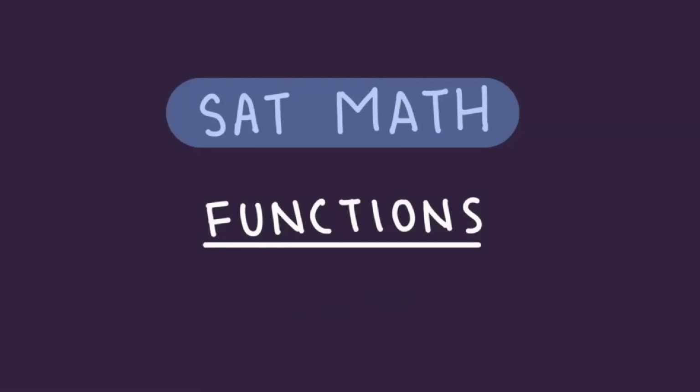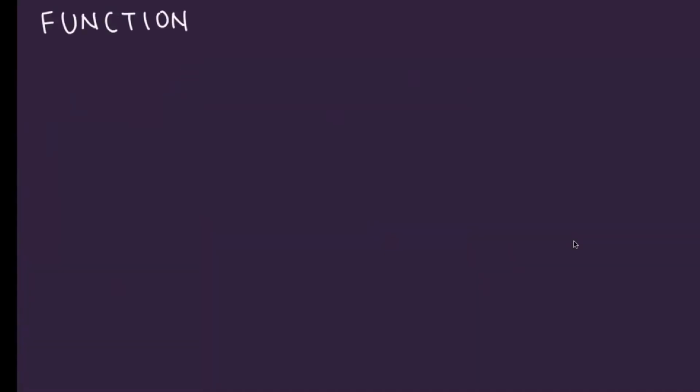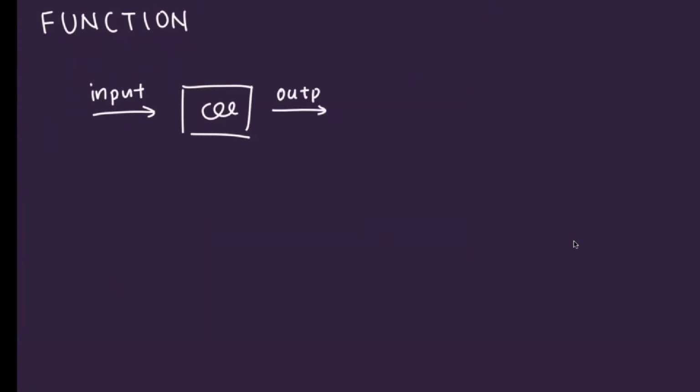Let's get started. So what is a function? A function is a factory. This little box is a factory that takes an input, transforms it inside, and spits out an output. A function is denoted by f of x, and x is the input.